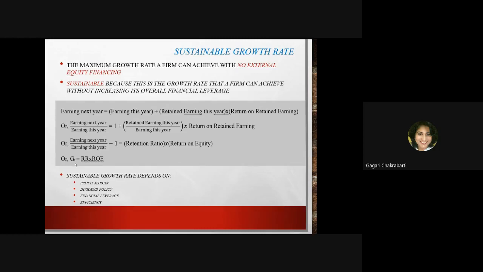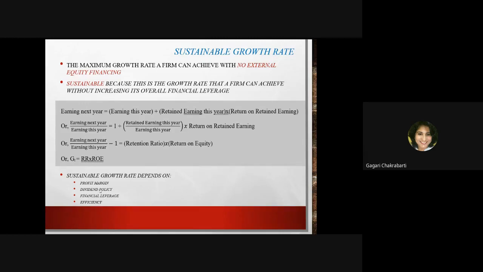That's very important. You can calculate the sustainable growth rates, and then you can compare the sustainable growth rates for the different firms, in order to find out the viability of your investment. So this is depending on 4 very important things: the profit margin, the dividend policy, the financial leverage, and efficiency.